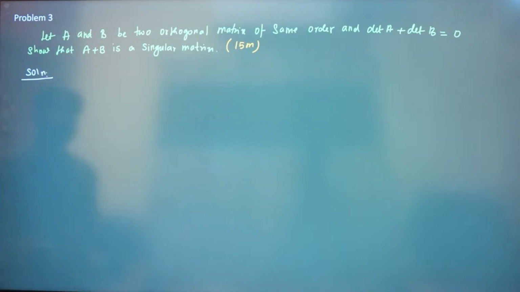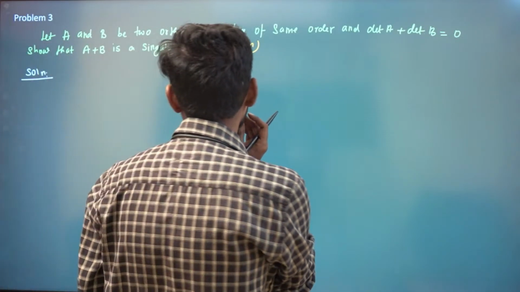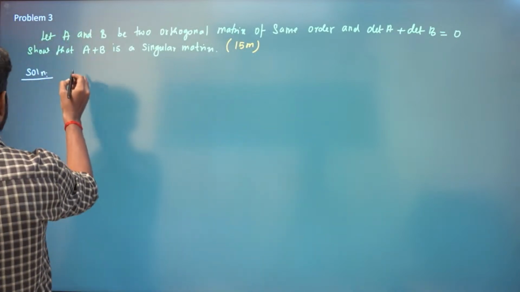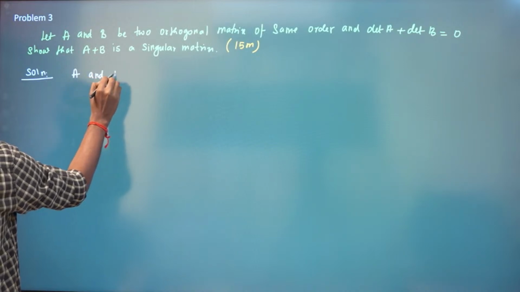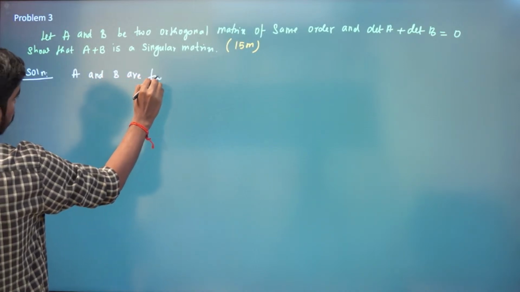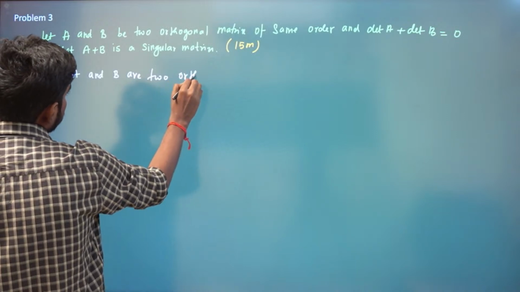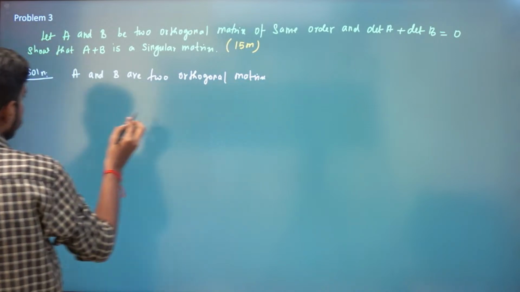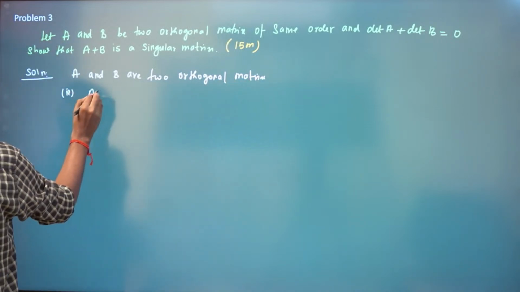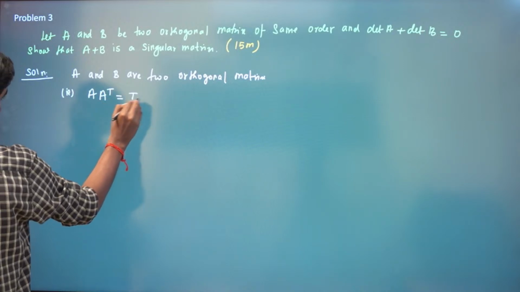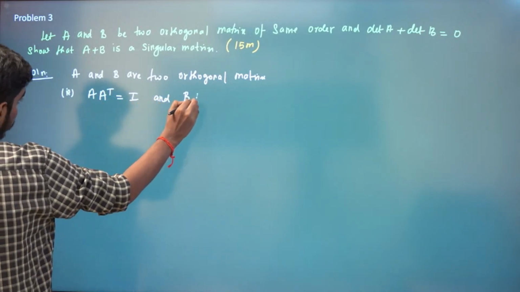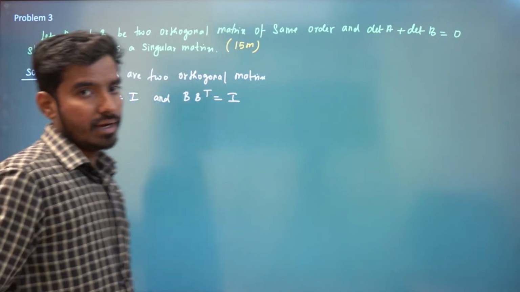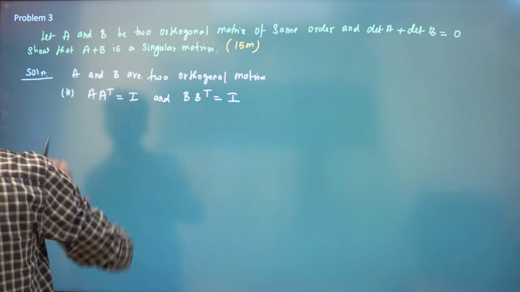This carries 15 marks. Okay. Let A and B be two orthogonal matrices of the same order, right? So that is A into A transpose is equal to I, and B into B transpose is also equal to I. If A into A transpose is equal to I, okay, let us consider this.